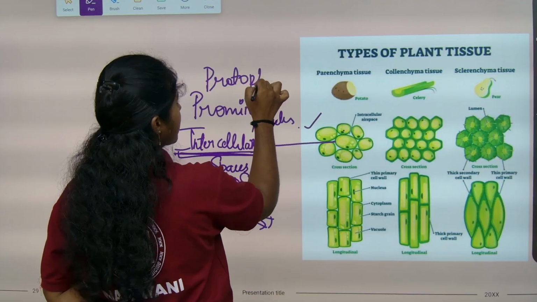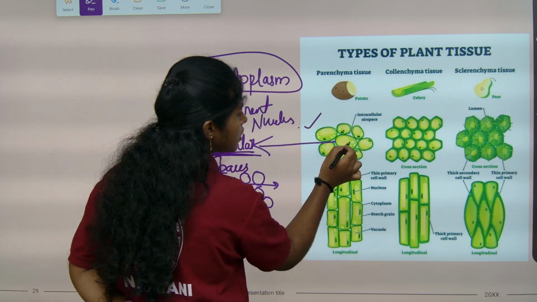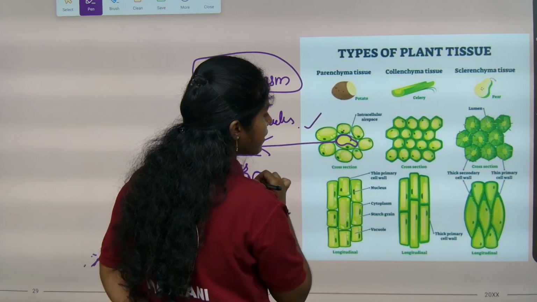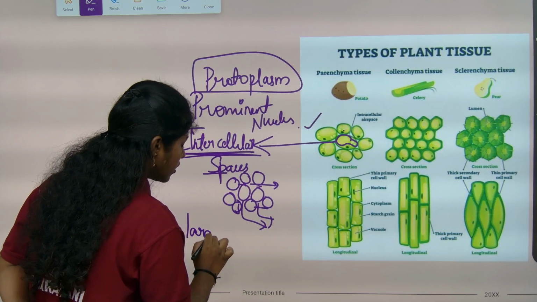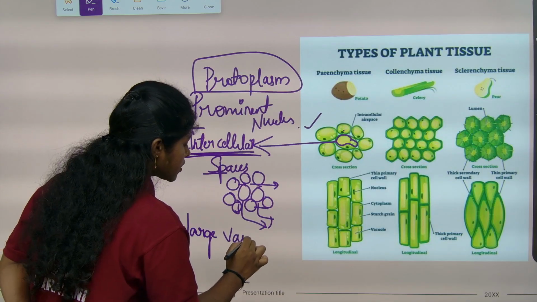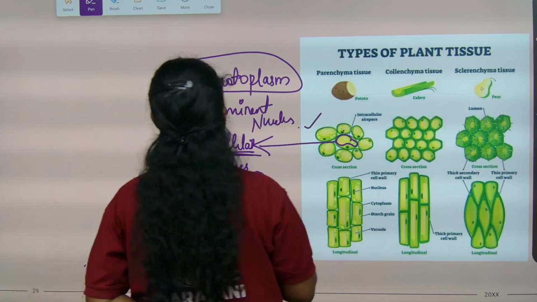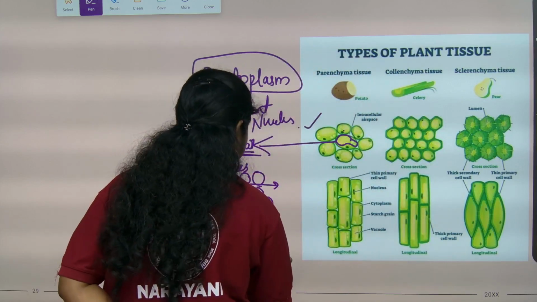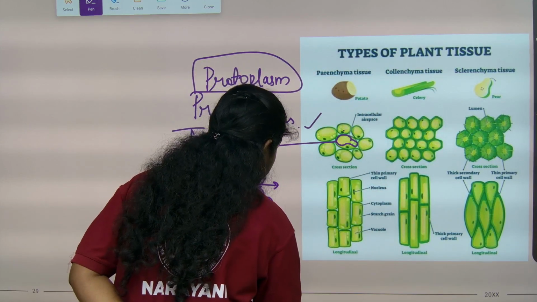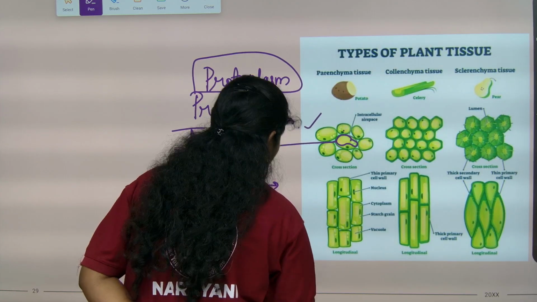We can see the peripheral protoplasm. Why is it a peripheral protoplasm? Because the large space is occupied by the vacuole; they have a large vacuole. What is the function of the vacuole, children? What is the function of vacuole? It helps in the storage.